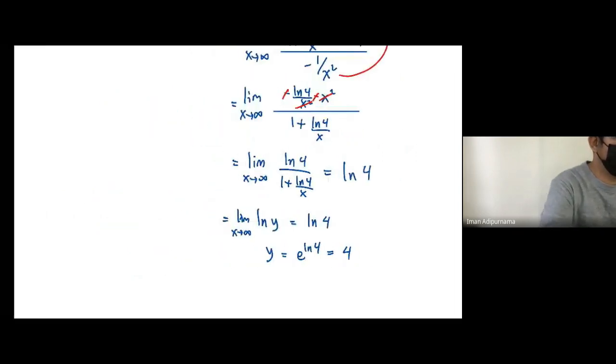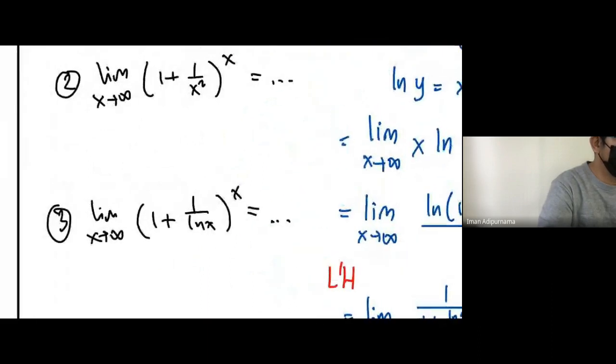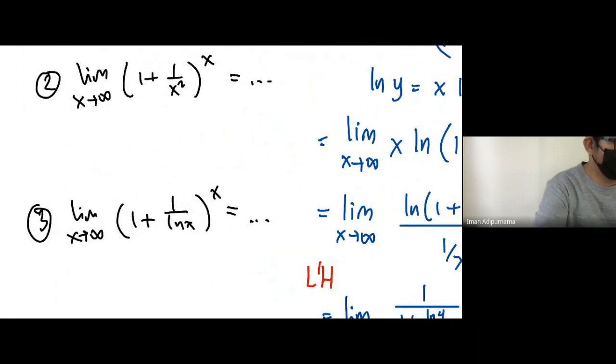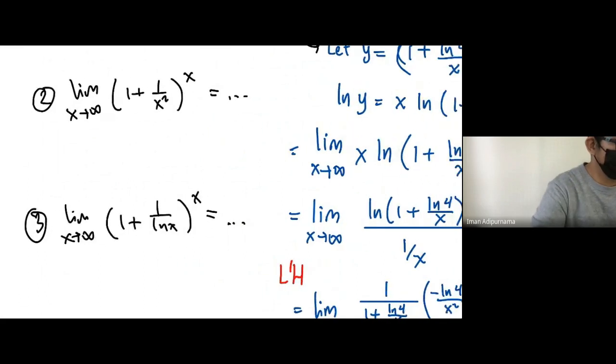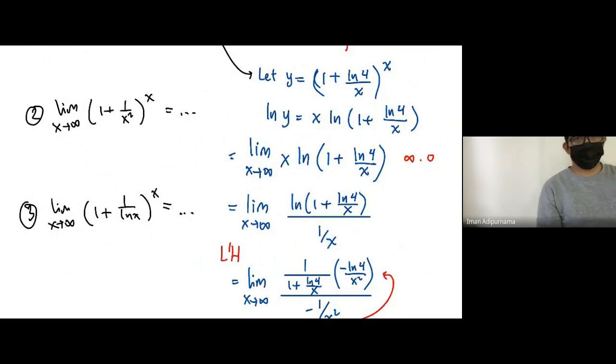Okay. So these 2 questions, I'll leave these 2 for you: 1 plus x squared with power of x, and 1 plus 1 over ln x with power of x. All right. If there's no question, I can move to another problem or some additional notes for you.